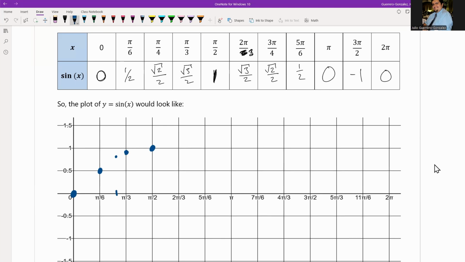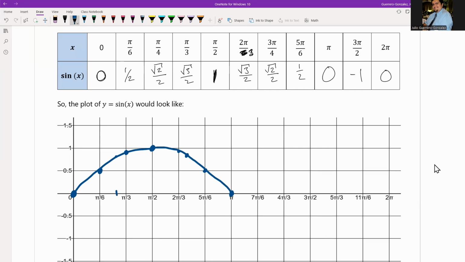Hopefully you guys see this shape happening already. For 2 pi over 3, it comes back down. It starts to drop. 3 pi over 4 is about right here, about that point right there. 5 pi over 6 is going to be 1/2. Whoa, so that point should actually be back here. That was right the first time. And then at pi, it's going to be back to 0. Hopefully you guys see this shape happening already. It goes up, it hits there, and then drops.